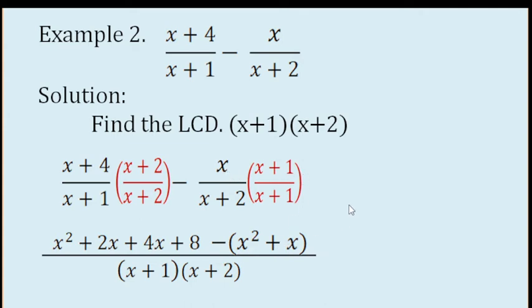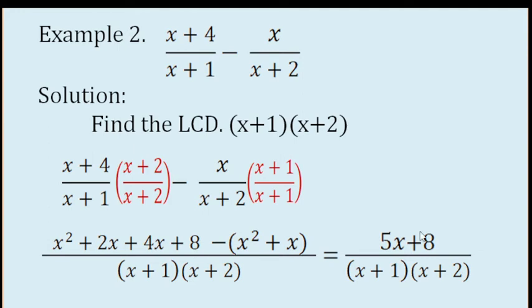Now let's simplify. Okay, let's write down our common denominator. Then x squared minus x squared, that's nothing left. And then we have 2x plus 4x minus x, that gives us 5x. And then we have here 8 by itself, we'll just write it down. Then we have this as our answer.